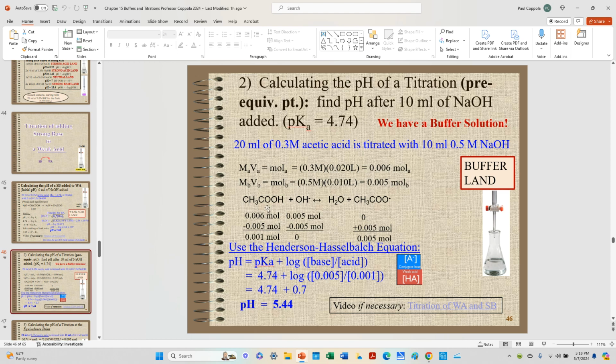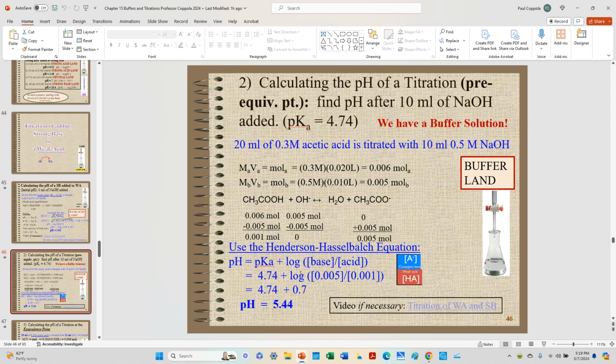We're starting with 0.006 of that and 0.005 of that. Well, that 0.005 neutralizes, so we subtract that from each. So we end up with 0.001 moles of acid. On this side of the equation, before the reaction starts, we have 0. But since it's a 1 to 1 to 1 ratio, for every amount of this that is used up, that amount is formed. So we're forming 0.005. So we formed that much of our conjugate base. This is our weak acid.